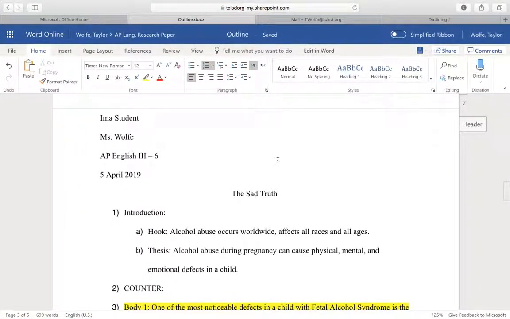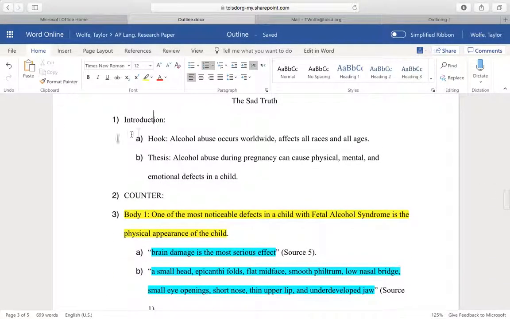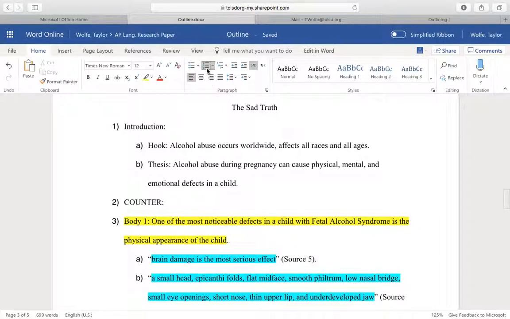All right, so here is an example of the basic skeletal outline for an actual topic from an actual student. Here is the MLA header. Here's the student's name. Teacher's name, course name and section or class period, and the due date for the paper, written day, month, year. Original title to the paper, The Sad Truth. And again, you can use this bulleting system right here.